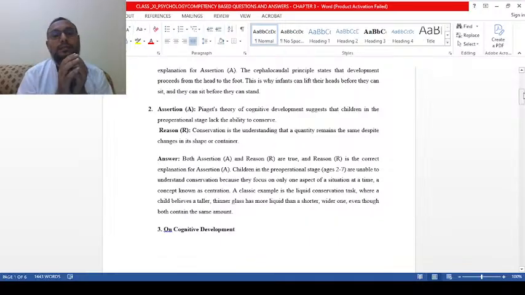Here if you notice, children in the pre-operational period, all over the world, are not able to identify, if you keep two equal quantities of colored water, one very tall and one smaller but wider, the child will see the taller one as the bigger one. So here you see, both are true statements actually, and it is the correct explanation.